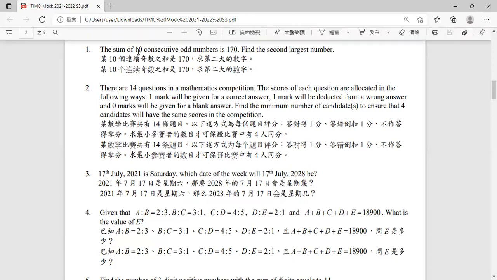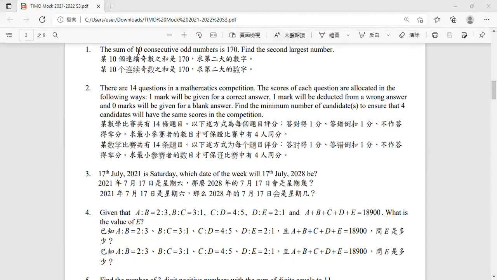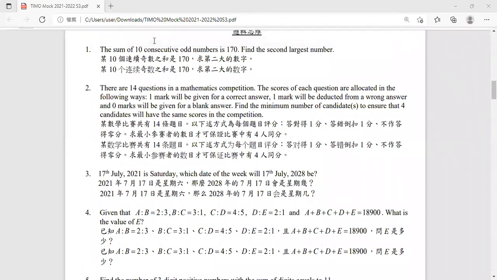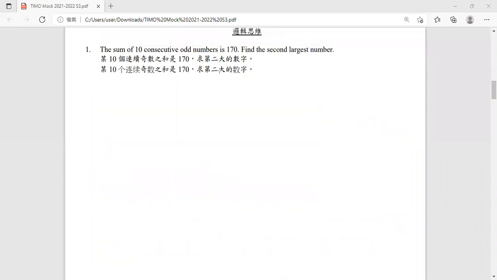Now, the sum of 10 consecutive odd numbers is 170. Find the second largest number. So, okay, we do here. Actually, very simple. Now let's see. Actually, you don't need to worry about it. You can do a method. It's very simple.